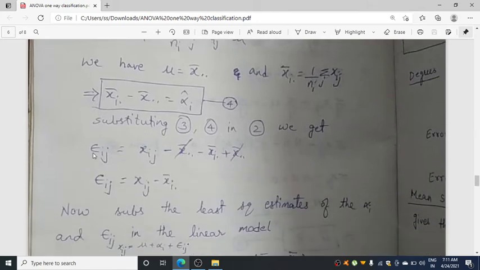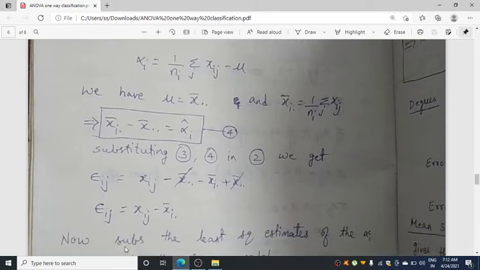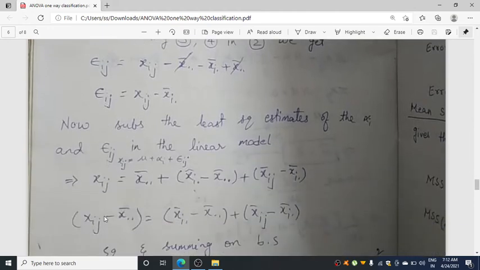Now epsilon is equal to xij minus mu minus alpha i. So you write xij minus mu and minus alpha i here. In place of mu you write x bar dot, then minus of this and minus of x bar dot cancel, and you will get the epsilon value also. That means you got the value of mu, the value of alpha i and the value of epsilon ij. Now put it in the main formula.